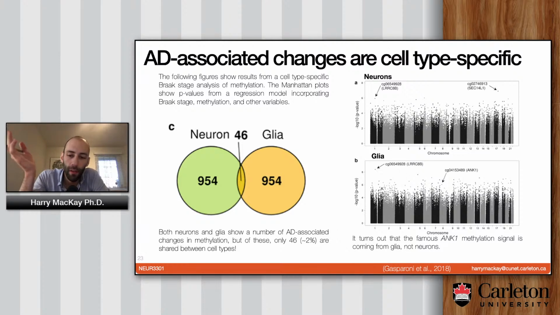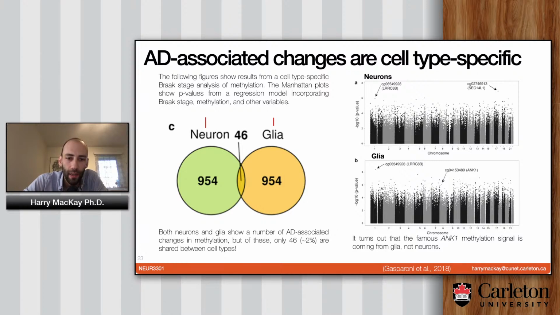And so the advantage of this Gasparoni paper, or of their method, is that they can show that Alzheimer's disease-associated epigenetic changes are cell type specific. Because you've separated the two cell populations, neurons and glia, you can ask the same question separately in both cell populations. You can ask for Alzheimer's disease-associated epigenetic changes in neurons, and you can ask for them in glia. And it turns out that the two questions give you very different answers.